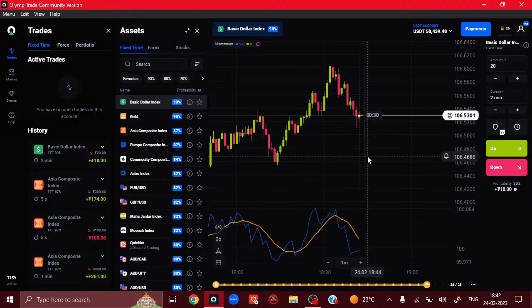$20, Cricket Lover. Correct. So next trade also we will open for 20 USD. That is the right money management. As long as we are winning the trade, we shall not increase the amount. But if we lose a trade, then we will use the martingale.